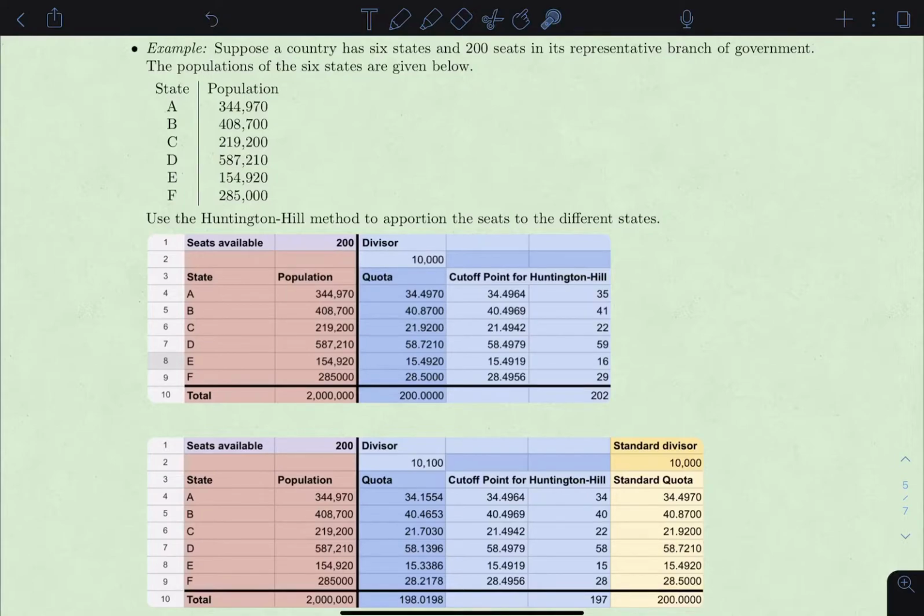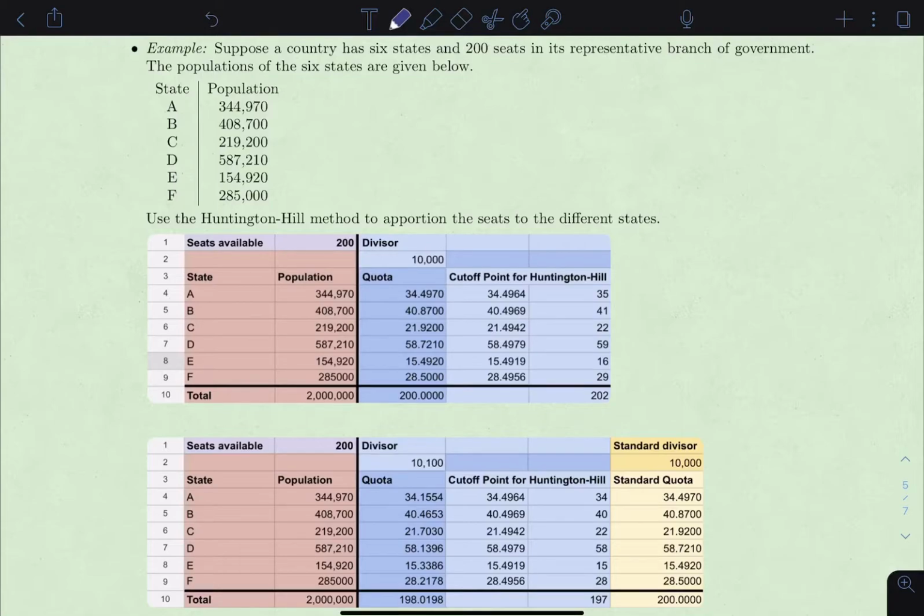So we have 6 states and 200 seats to apportion. The states' populations are given in this table. And for instance, you can see something like state B is not quite as large as 2 times the size of state C. So in the apportionment, state B should get not quite twice as many seats as C, because proportionally, that's how it would be. And the apportionment methods all try to match the proportional distribution as best as they can.